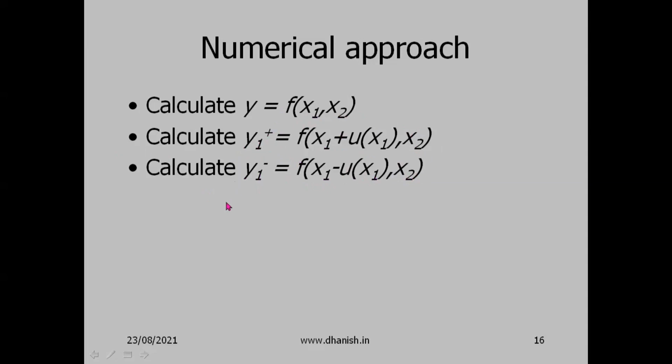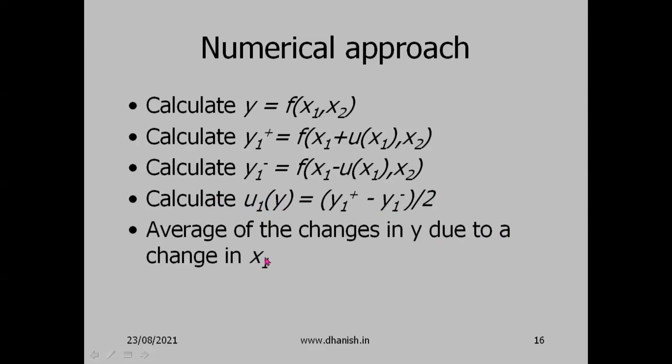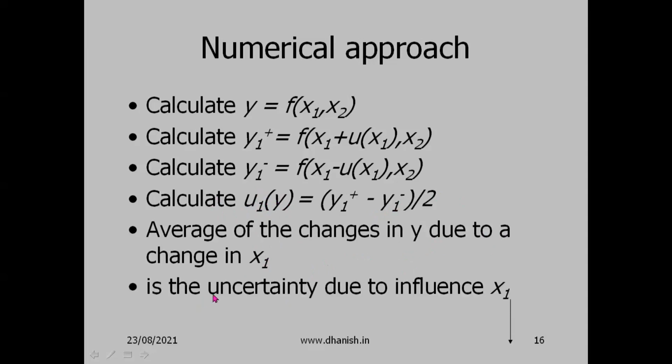Then y1 plus minus y1 minus, divided by 2, will be the uncertainty of y due to the first input quantity. So remember the subscript notation. Here, uncertainty of y due to the first input. Small u means standard uncertainty. So this is the standard uncertainty of y due to the first input quantity, y1 plus minus y1 minus by 2. This is the average of the changes in y due to a change in x1, just like the first single variable case. So this is the uncertainty due to influence x1.